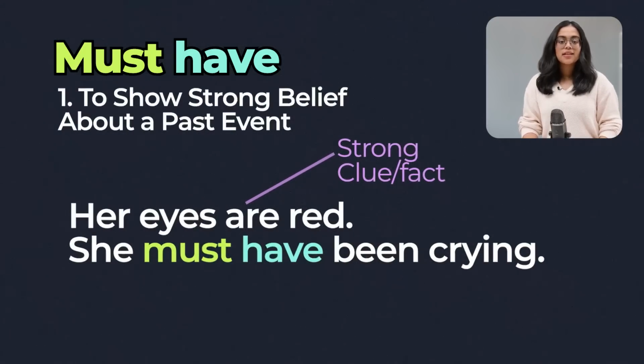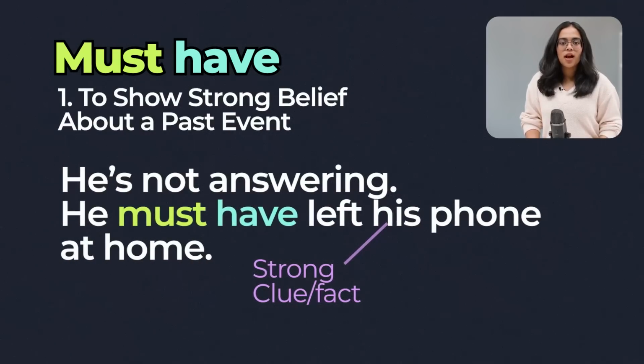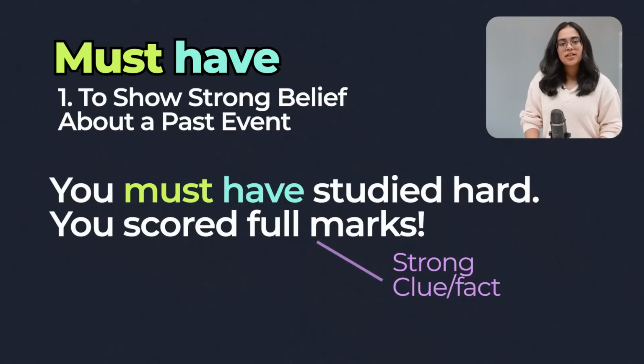Her eyes are red. She must have been crying. Again, you're just trying to make a guess, which is more than 50%. Again, you're not sure that she was crying, but there are higher chances. He's not answering. He must have left his phone at home. You must have studied hard. You scored full marks. Now, in all these sentences, we're just drawing a conclusion based on the evidence or the facts available. But we are not 100% sure. But there are higher chances, more than 50% chances.